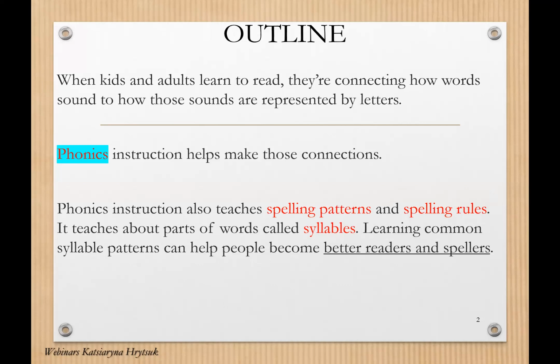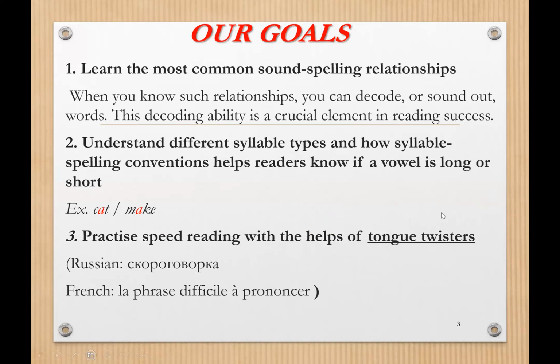So next one, we are going to focus on these 3 main goals. The first goal is to learn these common sound spelling relationships. Okay, how you sound the word and how you spell the word. So we need to know this relationship and understand also different syllable types and how these syllable spelling conventions help readers know if a vowel is long or short. We will hear these long vowels and short vowels, open syllable and closed syllable, right?